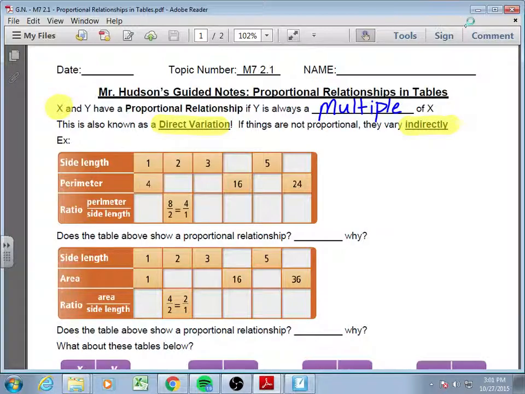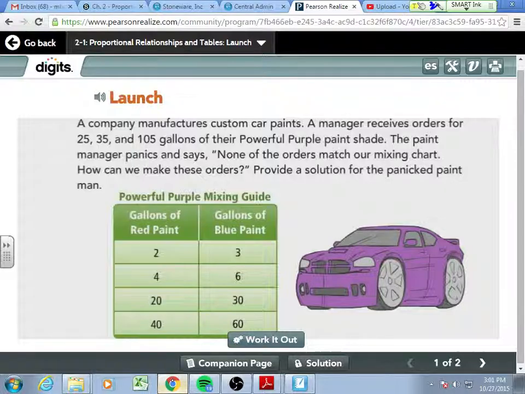So when we look at this table, sorry, do you have a question? No, I was just confused.